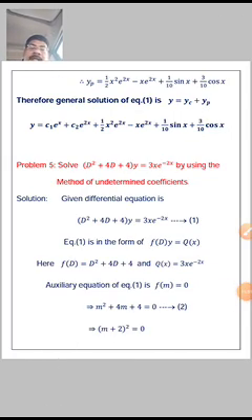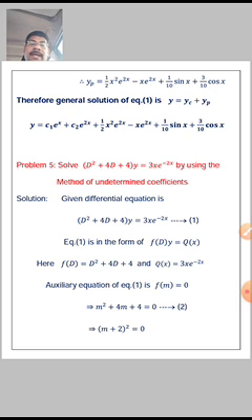Next application: solve the differential equation (D² + 4D + 4)y = 3x e^(-2x) by using the method of undetermined coefficients. The given differential equation is (D² + 4D + 4)y = 3x e^(-2x). Equation 1 is of the form f(D)y = Q(x), where f(D) = D² + 4D + 4 and Q(x) = 3x e^(-2x).